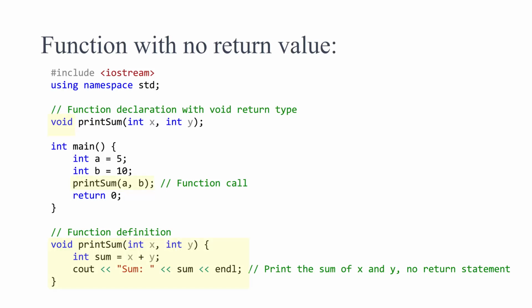A function with no return value has the void return type. It performs an operation but doesn't return any value to the caller. In this example, the printSum function has a void return type, meaning it doesn't return any value. Instead, it directly prints the sum of x and y inside the function. We put the keyword void before the function name. In the function call, it is standalone with no assignment operator.